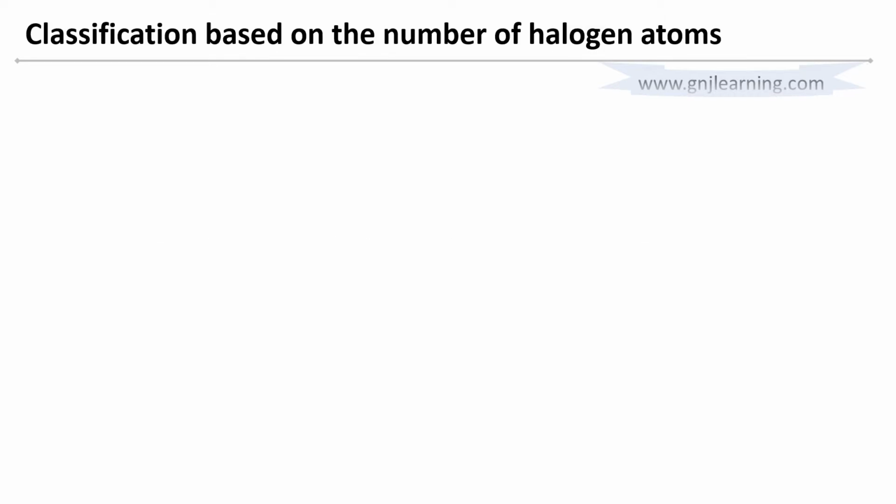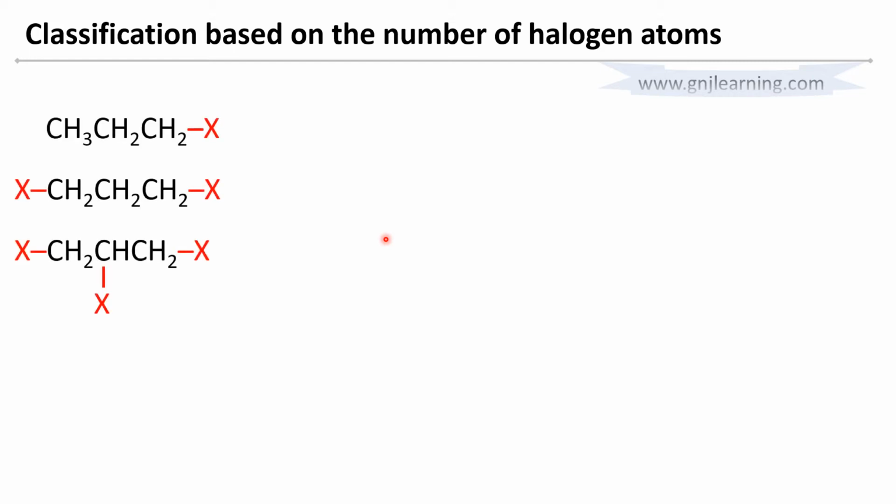First we will see a classification that is based on the number of halogen atoms in a molecule or in a compound. To understand clearly, I have provided 3 haloalkanes here. In this alkyl group, how many carbon atoms are there? There are 3 carbon atoms and 1 halo atom.